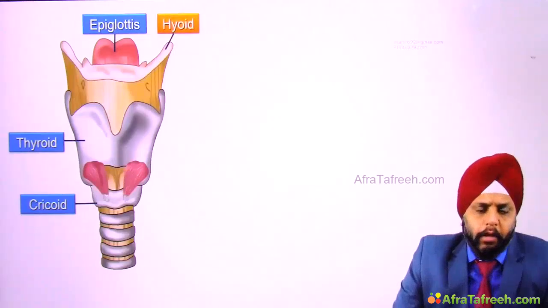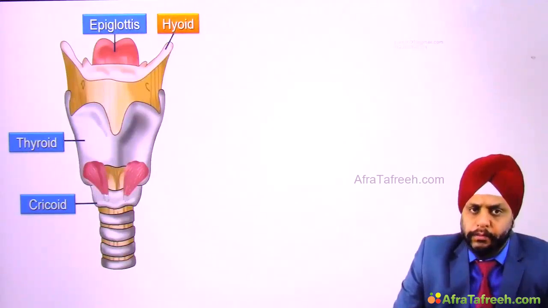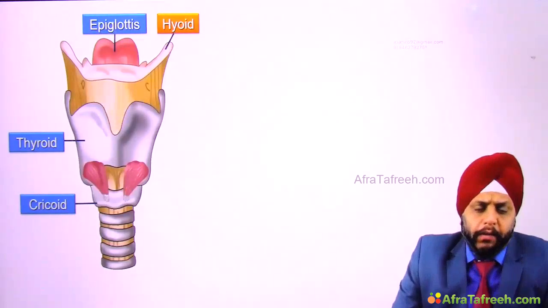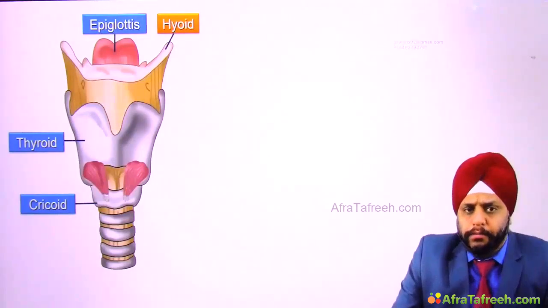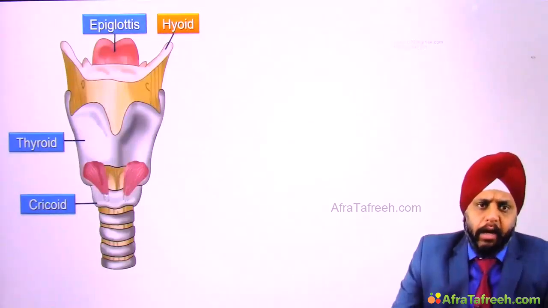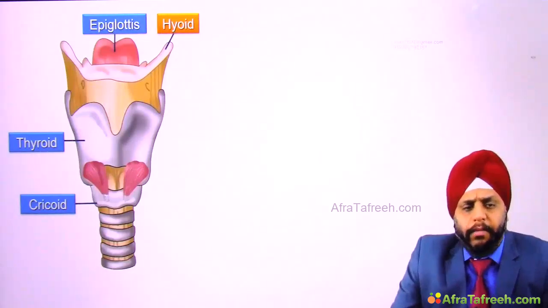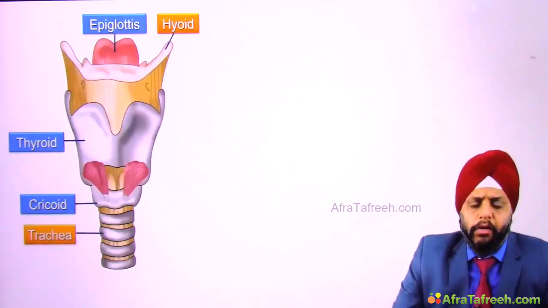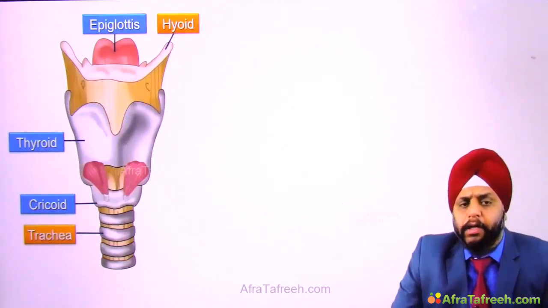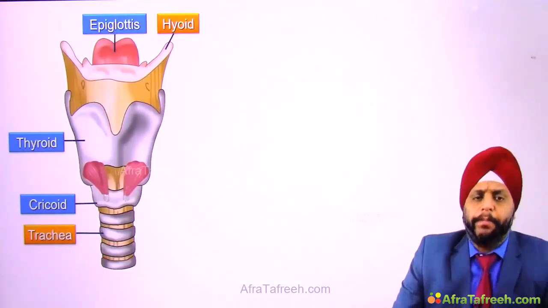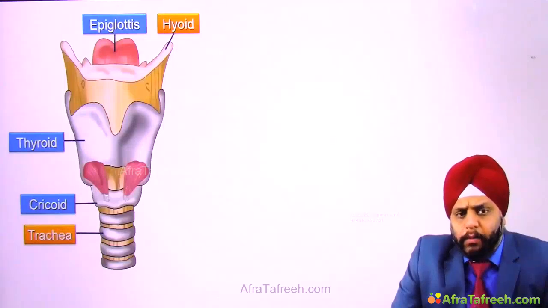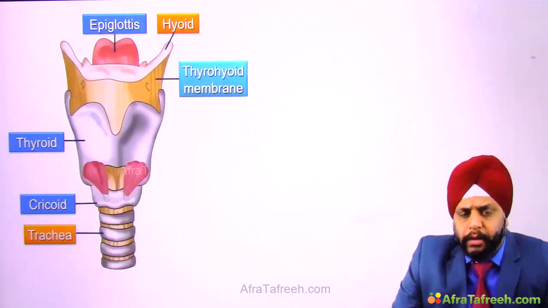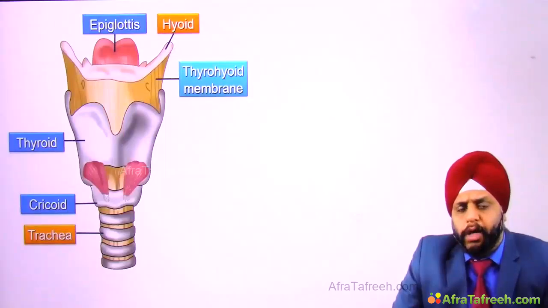Next to the epiglottis, you can see the hyoid bone. This hyoid bone is the only bone in the body that does not articulate with any other bone. It lies in the neck and is attached to various muscles, ligaments and membranes. Below the cricoid, you can see the trachea and the different tracheal rings also. Between the hyoid bone and the thyroid cartilage, there is a membrane. This membrane is known as the thyrohyoid membrane.